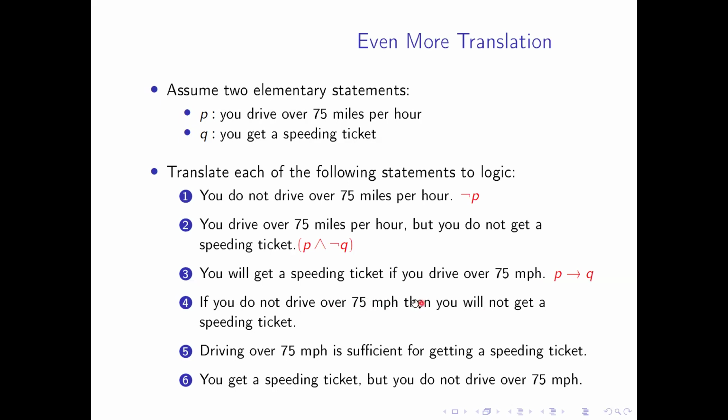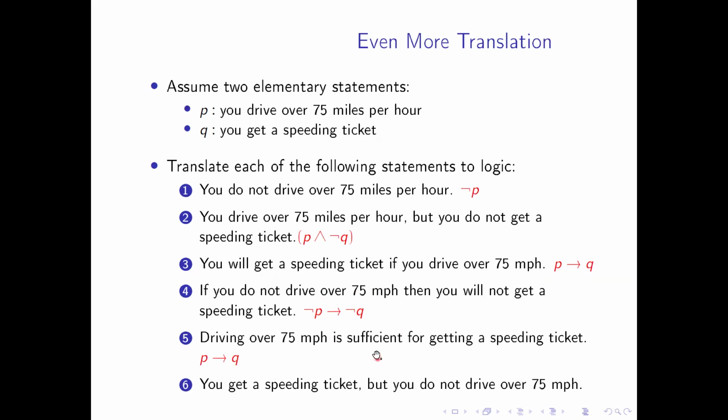If you do not drive over 75 miles, so notice it is a negation of the P. It's the if, so we have not P implies not Q, because not get a speeding ticket. Driving over 75 miles an hour is sufficient for a speeding ticket. Now, this goes back to what we had before. Meaning, if I'm driving over 75 miles an hour, that implies automatically that I get Q. So the same thing as if driving over 75 miles an hour, then you'll get a speeding ticket. So this is where the term sufficient comes in. Sufficient means it is enough. It doesn't mean it's the only way, but it will get you it.